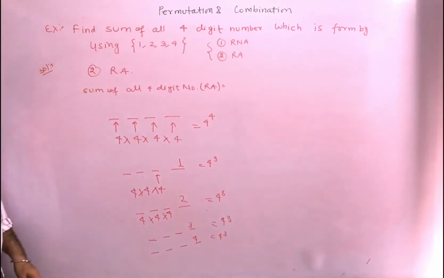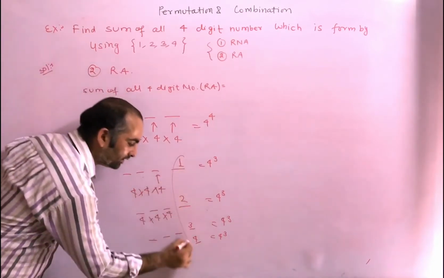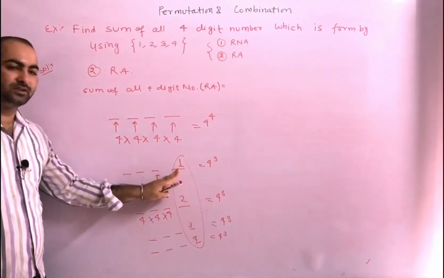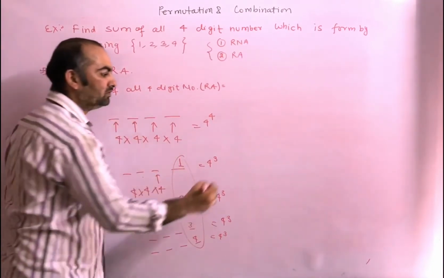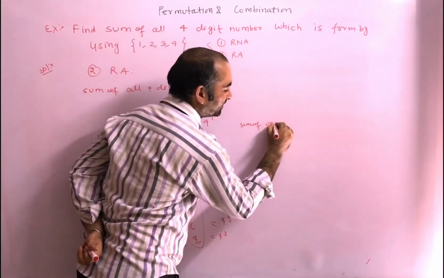Okay, now in 4 power 4 numbers, if you find out the sum of the unity place, 1 is coming how many times? 4 cube times. So what will we do? The summation of the sum of unity place.